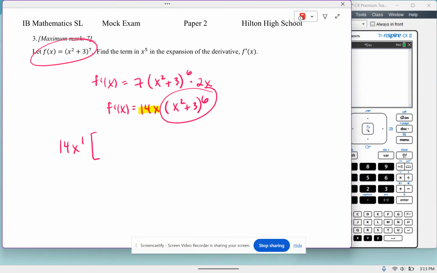Look. If I need to get x to the fifth, what is the term that I want in here? When I multiply these together, what do I need there in order to ultimately get to x to the fifth? If I know that when I multiply like bases, I add the exponents, I'm going to need the x to the fourth term in there, right? Yeah? Okay. So I'm going to try to get the x to the fourth term in there, and that's going to help me get to where I need to go, okay?